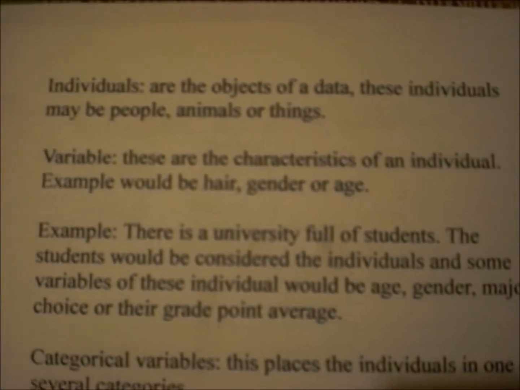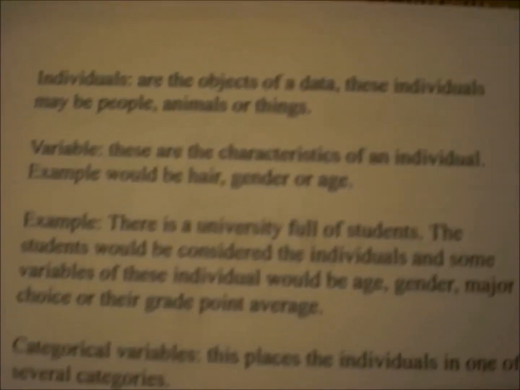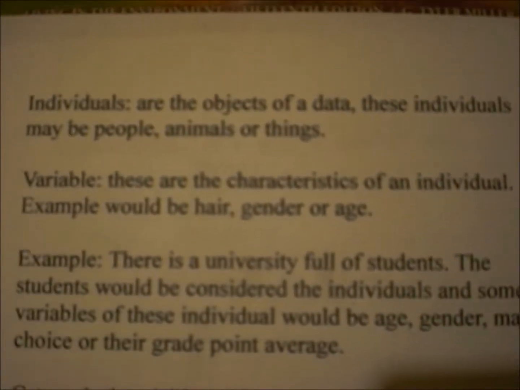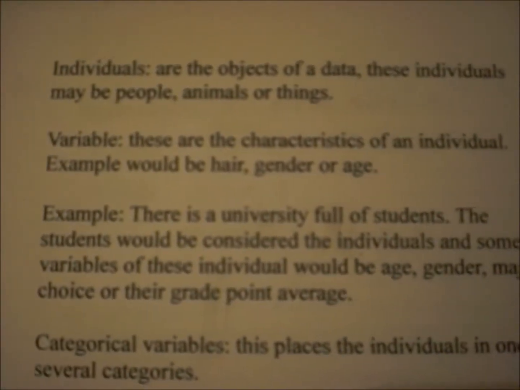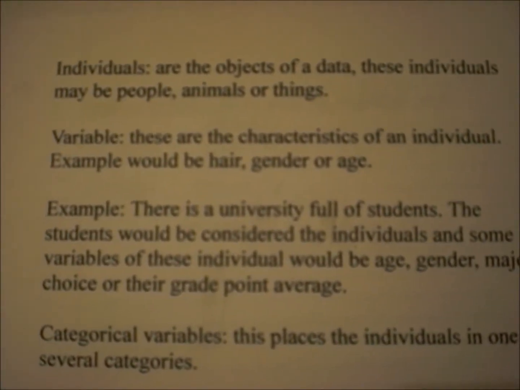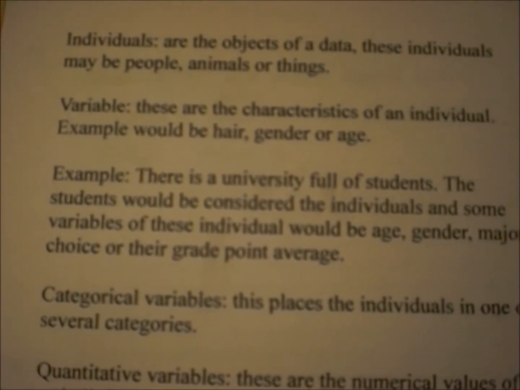Here are some key terms. Individuals. Individuals are the objects of a data. These individuals may be people, animals, or things. Another key term would be variables. These are the characteristics of an individual. Examples would be hair, gender, or age.